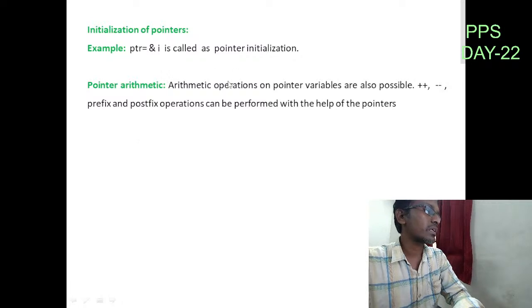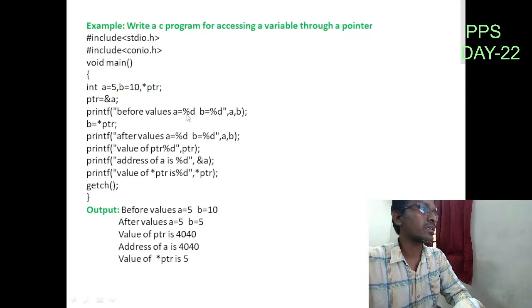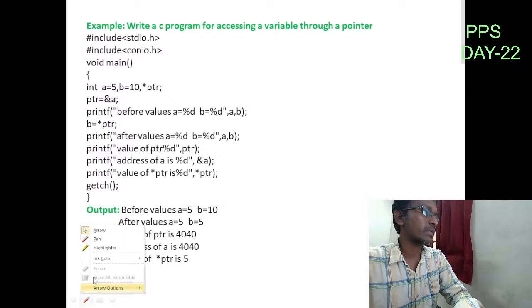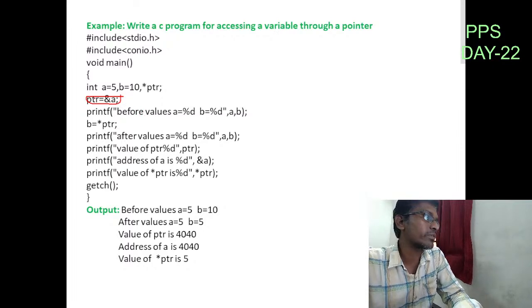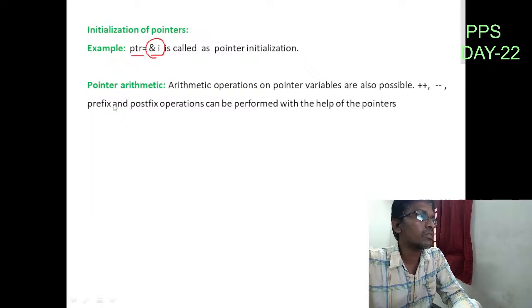So next one is initialization. How are we going to initialize the pointer variables? Simply, you have to use a pointer variable equal to, followed by the address of A, like previously you initialized the value with the address of A. This type of statement is called initialization of the pointer variables. So by using a pointer variable equal to, followed by the address operator and the variable name, we initialize the pointers.